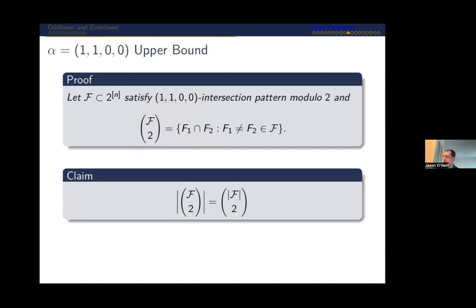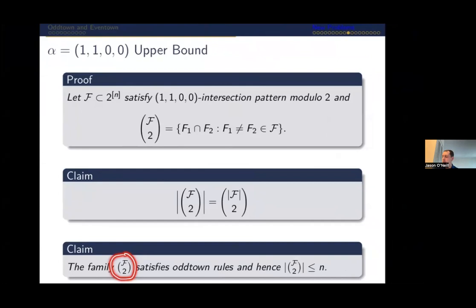Okay, so what does that mean? It means this new family is going to satisfy oddtown rules. So the sets have odd sizes, and the pairwise intersections are going to be even. So that means the size of this new family is at most the size of the ground set. And if you carefully do the numerics, that means the size of your original family is something like root 2n. Okay, so the story is, as you add this additional condition, it's going to drop from something like n over 2 to the square root of 2n.